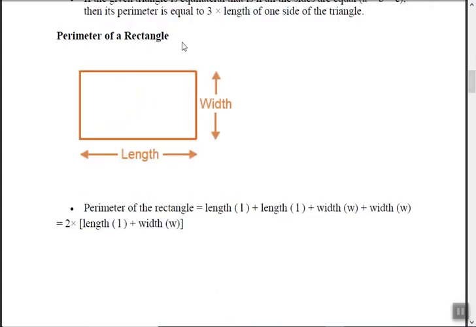About perimeter of rectangle. What is a rectangle? Two sides equal, opposite sides, right? So what is perimeter then? Length plus breadth plus length plus breadth. But both the lengths are equal. So 2 into length plus 2 into breadth. So take 2 common: 2 into (length plus breadth). Some books call it width, some books call it breadth. One and the same thing.